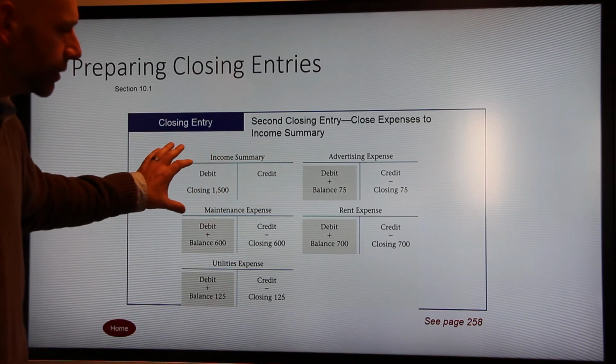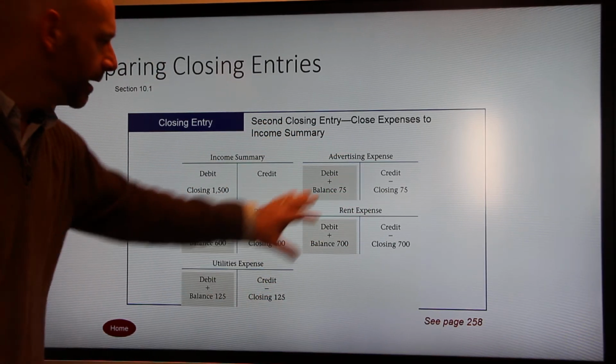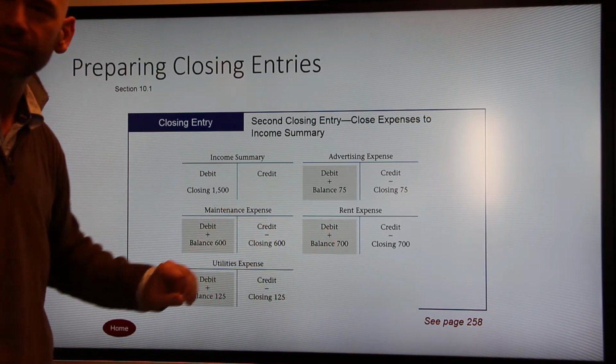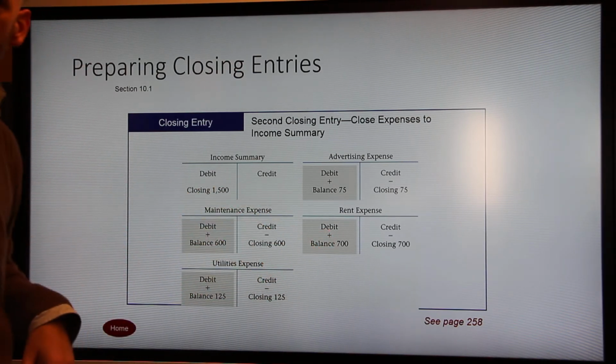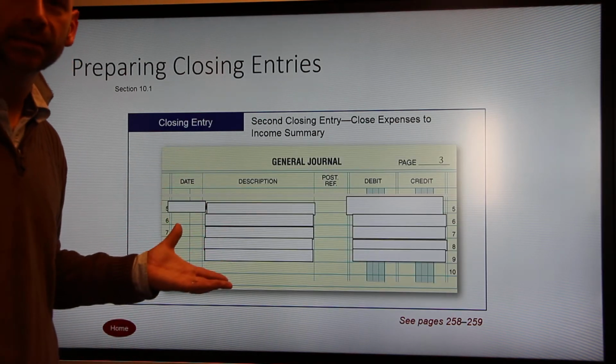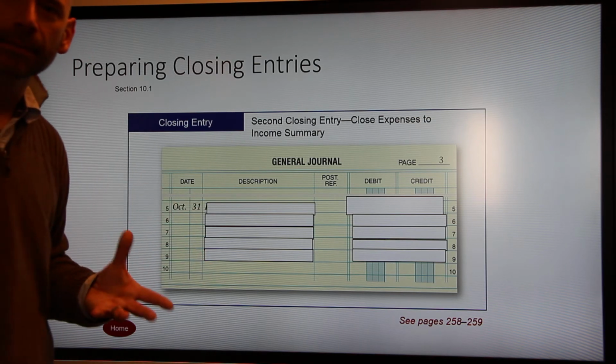So we have 1,500 on the debit side for income summary, and the total credit would be all of our expenses that we brought down to zero, okay? Expenses now have a zero balance, and we just passed along a $1,500 debit to income summary. Let's look at the transaction. So we're still on the same page, the closing entry page. Again, we would put the last day of the month, and now we put our debited account first.